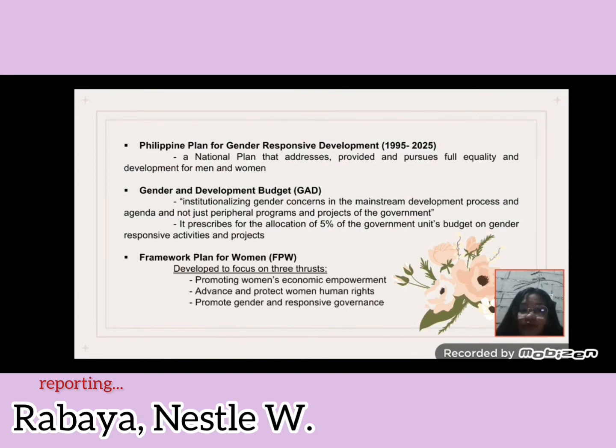So the next one is the Framework Plan for Women, or the FPW. This is part of the Philippine Plan for Women Development, and is developed to focus on three thrusts: promoting women's economic empowerment, advancing and protecting women's human rights, and promoting gender-responsive governance. So this plan identifies the concrete gender issues that will be addressed, pinpoints targets and indicators, names programs, formulates the implementation plan, and sets up tools for monitoring and evaluation.